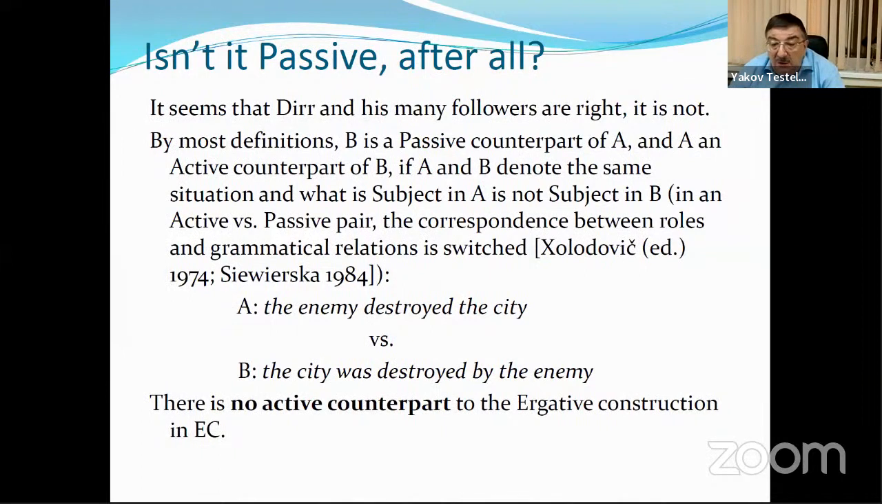Okay, so there is no active counterpart to the ergative construction in East Caucasian. Uslar was the first to look for an active counterpart of his passive construction in East Caucasian, and he found none, and we also can find no active counterpart, so it is not passive from this point of view.